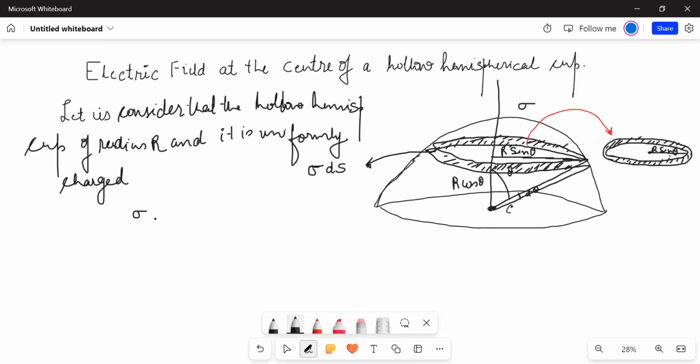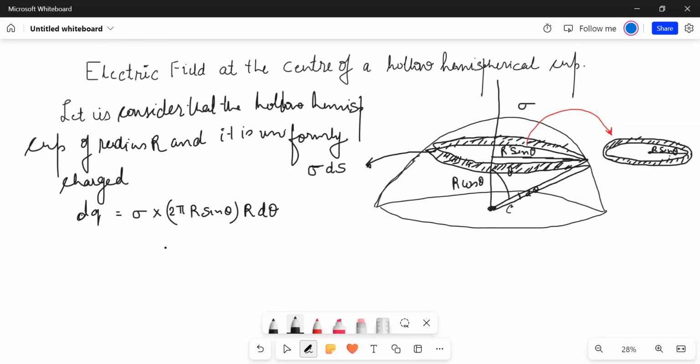So sigma into ds. And what would be ds? ds would be simply 2 pi into r sin theta. This is the circumference. So one of the lengths would be 2 pi r sin theta, which gives you the circumference, and this width is simply r d theta. For some elemental area, you need two length elements. One of the length elements is the circumference, and another is this width. So this width is r d theta. So this is the total charge dq contained over this particular ring.